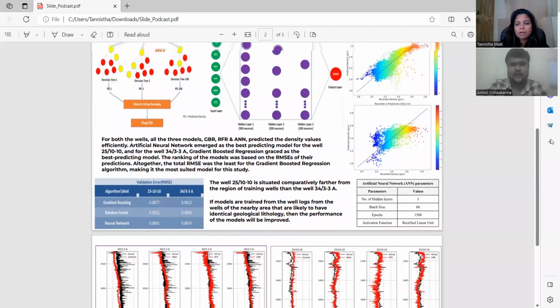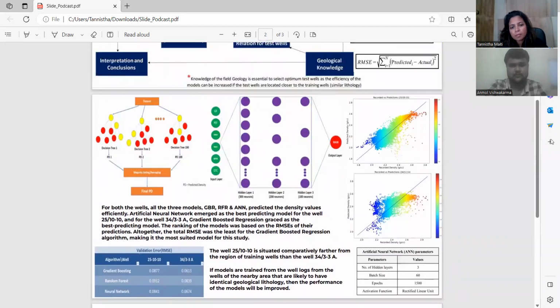So this was the overall workflow. And what type of models were you using? We used three models. First is the deep learning based artificial neural network, then the gradient boosting regression, and the random forest regression.